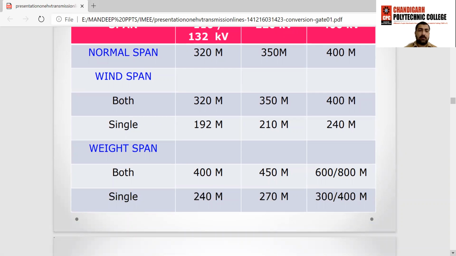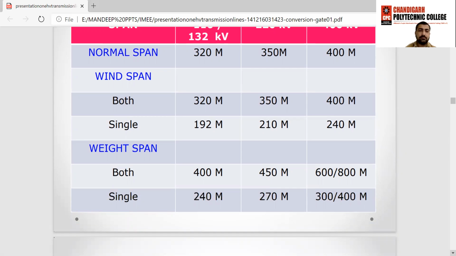According to this, the weight span for double line or both ends used: for 110 kV line or 132 kV line, the span length is 400 meter, weight span length is 450 meter for 220 kV line and 600 to 800 meter for 400 kV line if we use both ends of the tower.